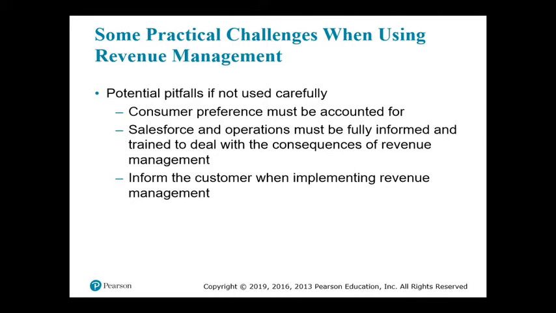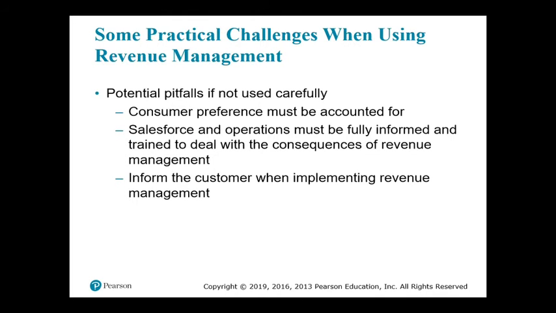It's also very important to communicate these dimensions or values we provide for customers, whether it's fast delivery for customers who value fast response, or some other dimensions of service. It's important to inform the customers that these dimensions are there and they are appropriately differentiated in our revenue management profile.